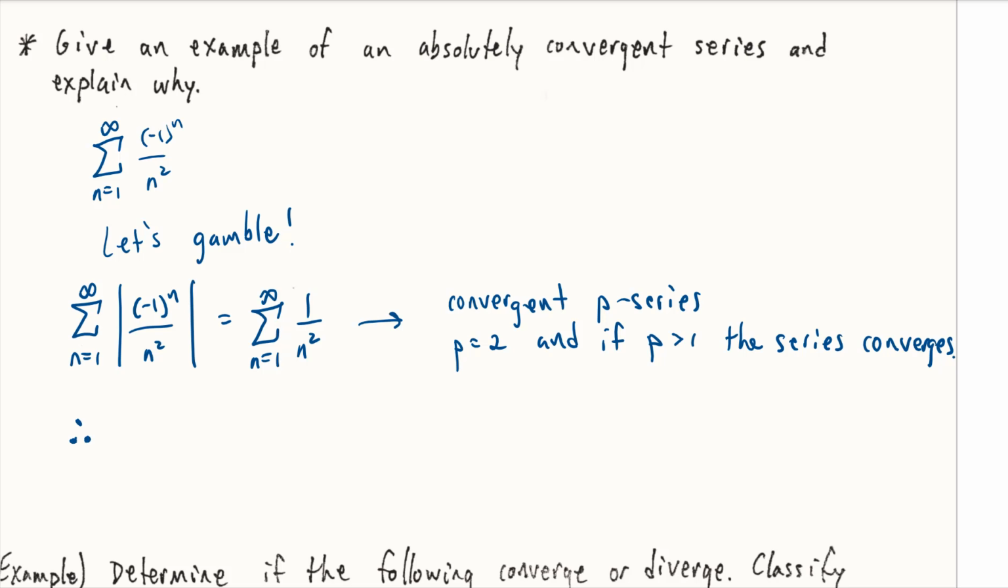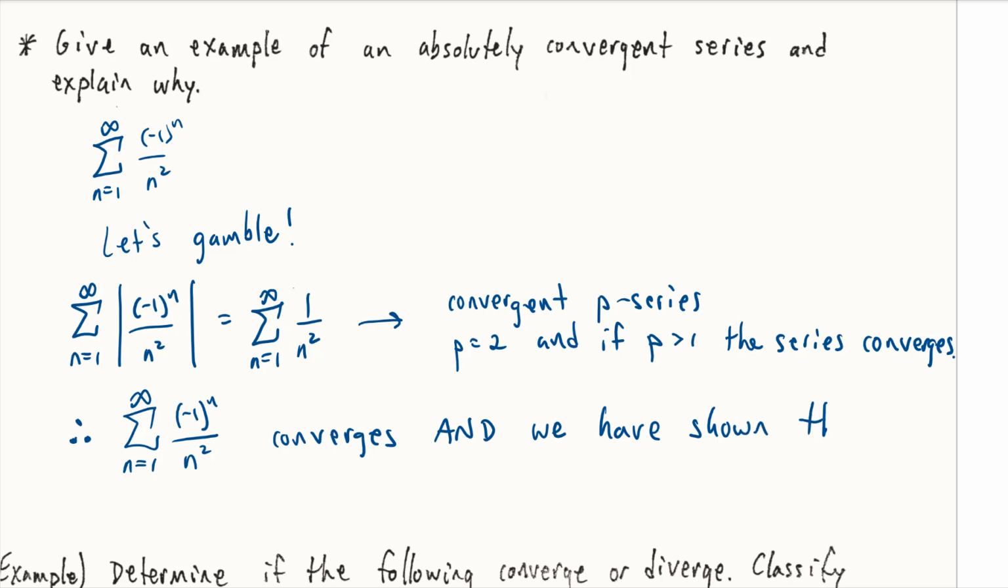So therefore, the sum from 1 to infinity of (-1)^n over n squared converges, and we have shown that that infinite series is absolutely convergent.